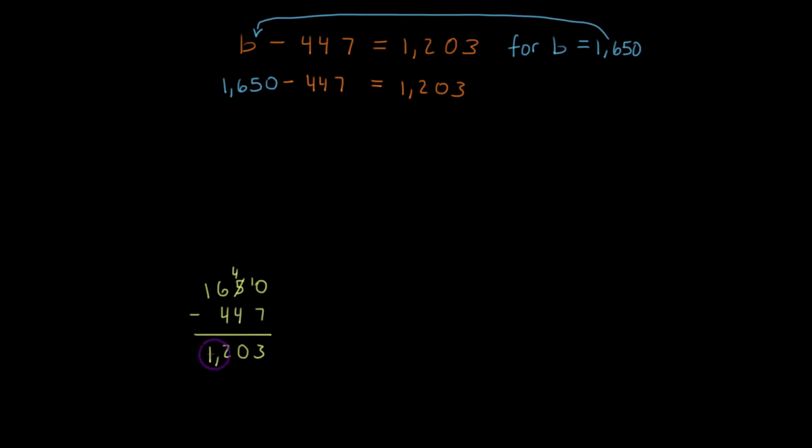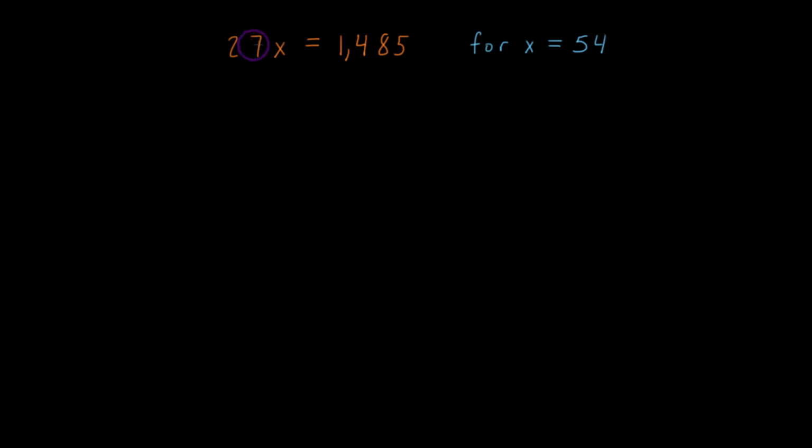So my value here is 1203, and I want to rewrite that up above. So 1650 minus 447 is 1203. And that's equal to 1203. So this checks out, and that tells us that 1650 is a solution for b. Cool stuff. Let's take a look at another problem.